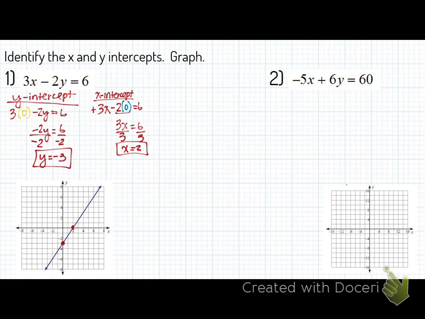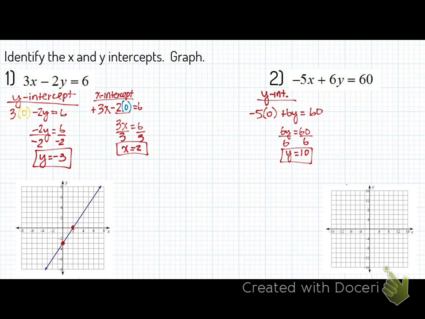Number 2, let me do it one more time. I'm going to go a little more quickly. Eyes up at the screen. We got negative 5x plus 6y equals 60. So we're going to do the y-intercept first in this case. Step 1: we're going to set x equal to 0, so it's going to be negative 5 times 0. Instead of x, I'm putting 0, plus 6y is equal to 60. Then 5 times 0 is 0. 0 plus 6y is 6y. 6y is equal to 60. Divide both sides by 6. So y is equal to 10.